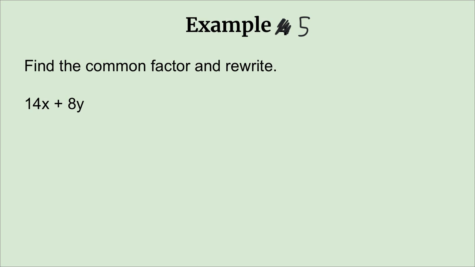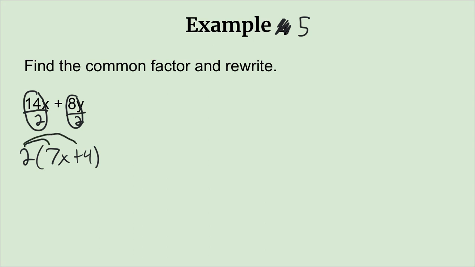Then it's just a little more complex here. We are looking at what these two terms share in common. Well, they're both even, so we know a 2 goes into them. So we're going to pull a 2 out, and then like I shared earlier, it's like we're dividing both these terms by 2. 14 divided by 2 is 7, so we're left with a 7x, and then 8 divided by 2 is plus 4. If we distribute that 2 back out, we would have 14x plus 8y, which is what we started with. So this here would be our final answer.